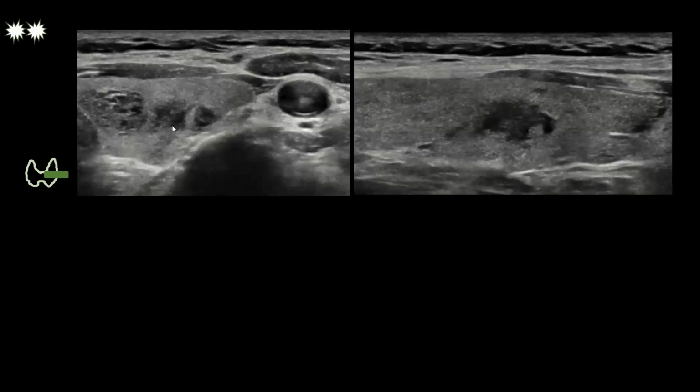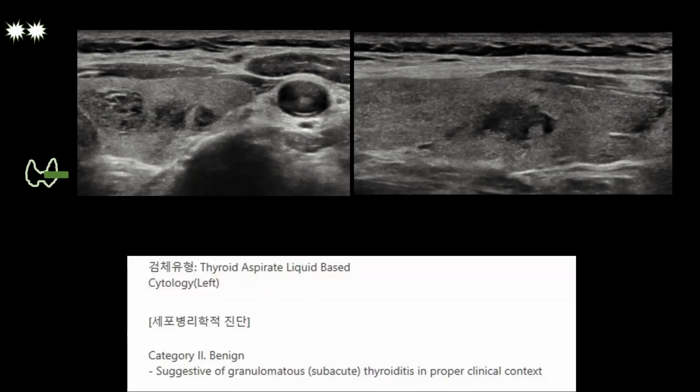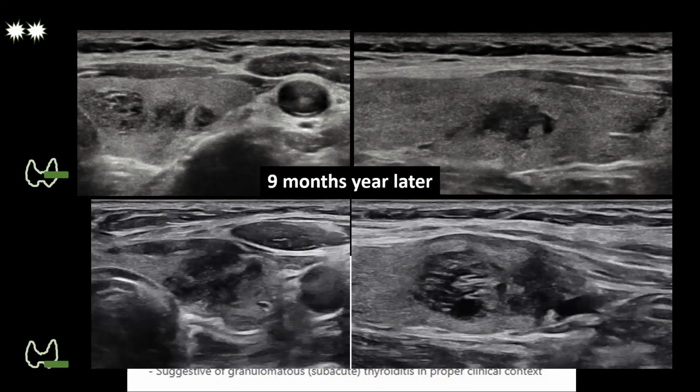Another patient was incidentally found to have an ill-defined hypoechoic lesion on ultrasound at an outside clinic. FNA was performed, leading to a diagnosis of subacute thyroiditis. The patient sought further evaluation at our hospital, and on follow-up ultrasound 9 months later, the original lesion had resolved. But a new, similar lesion appeared in a different area. The patient had been asymptomatic with respect to pain from the outset.